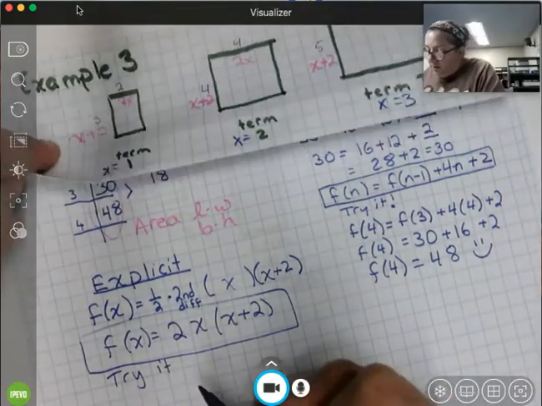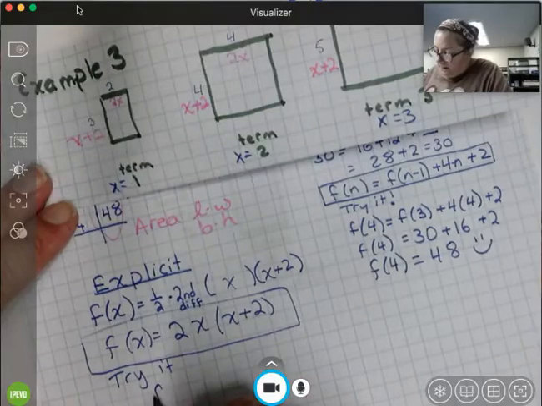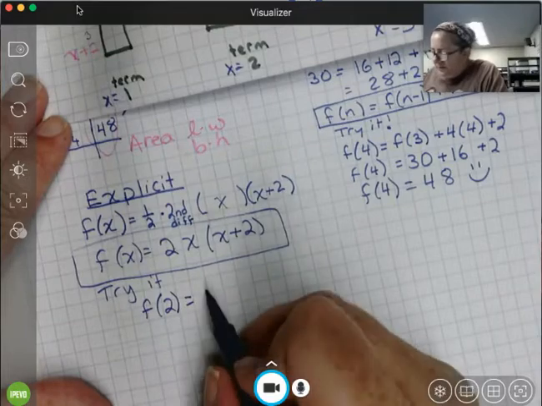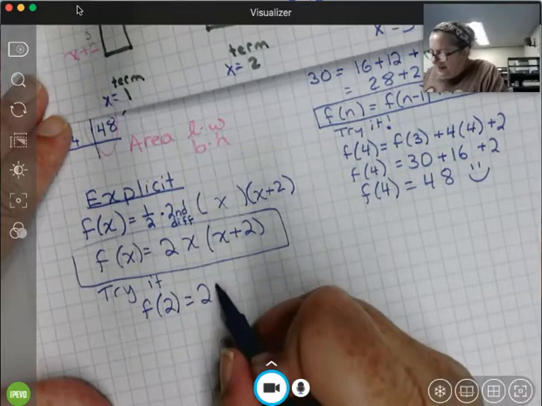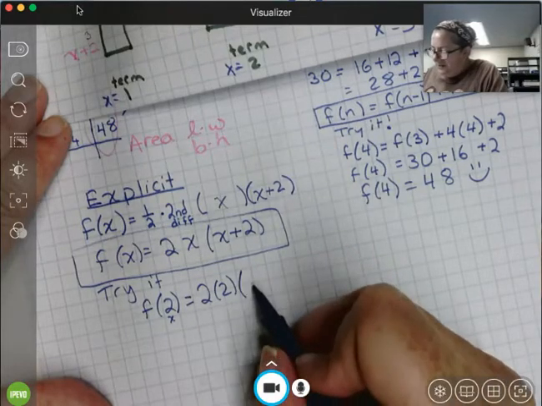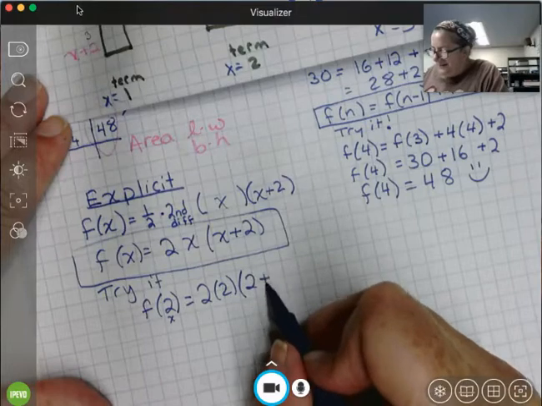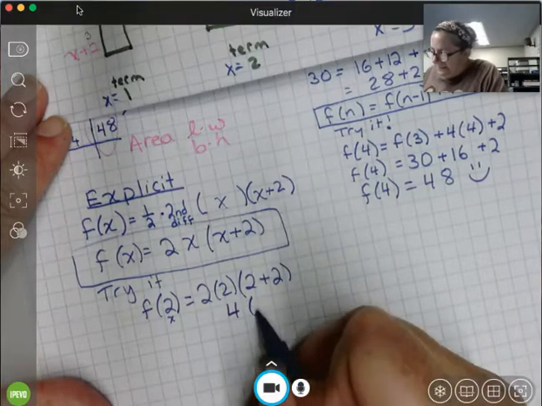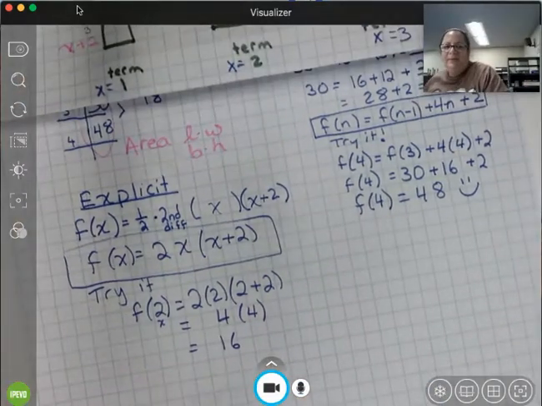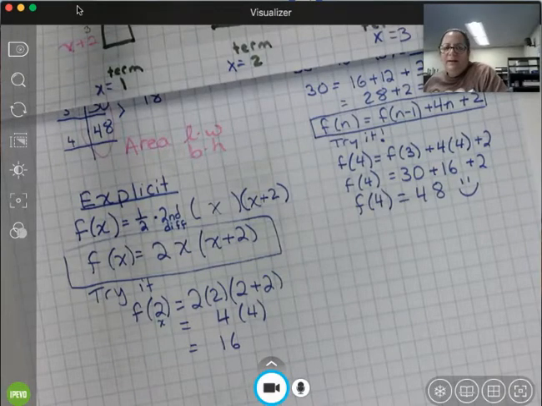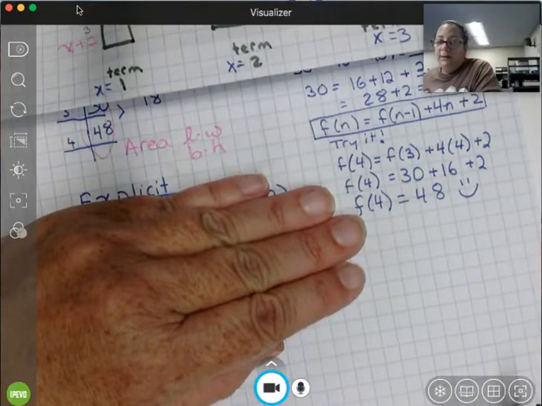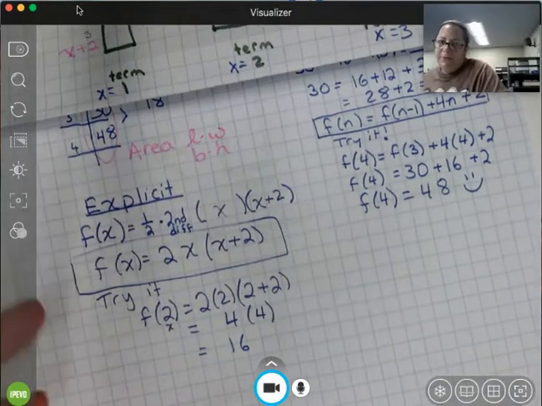And let's try f of 2. Let's see if our equation works. Oh, that's so many 2's. I shouldn't have picked f of 2. So that's 2. X is 2, because if I pick f of 2, this is x. I can't believe how many 2's there are in this. And then x plus 2. So 2 times 2 is 4, times 4 is 16. A really great thing to do right now would be to cover this up and see if you could write the explicit and try it on your own.